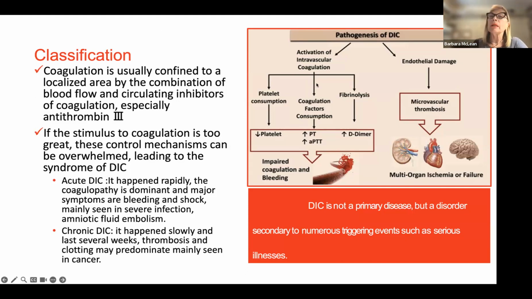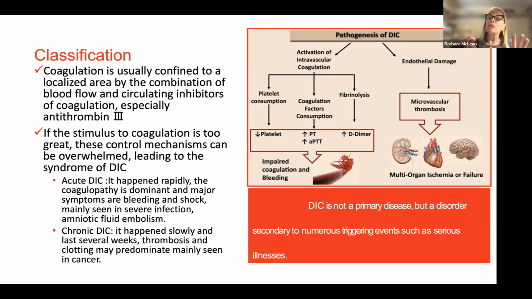So when we say DIC, disseminated everywhere, intravascular in the vessel, coagulation: disseminated intravascular coagulation. Normally you control your clotting at the area of injury, through a combination of factor activation and your blood flow. It's usually a very controlled process. I make a clot, I stop bleeding, I ultimately lyse the clot, bing, bang, boom, done.